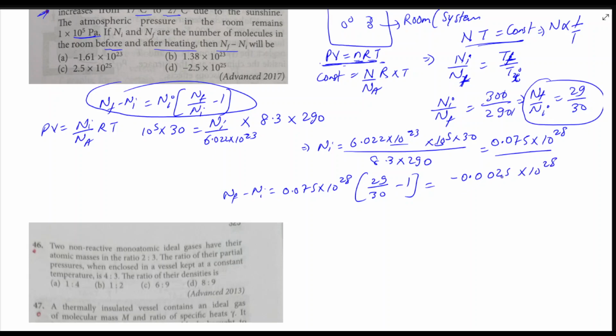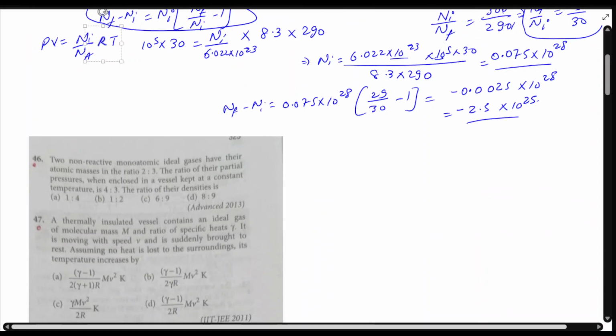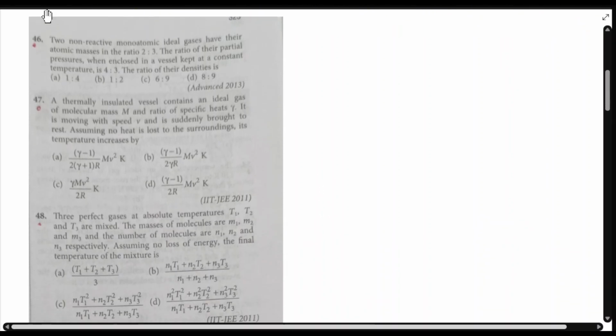So 3 will cancel, 10 raised to power 3 will cancel. So we'll have 10 raised to power 5, 2.5 into 10 raised to power 25. So D will be the option. So it's an easy question, right? Let's move on to our next question.